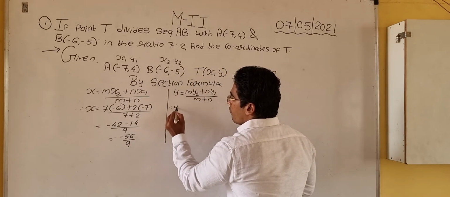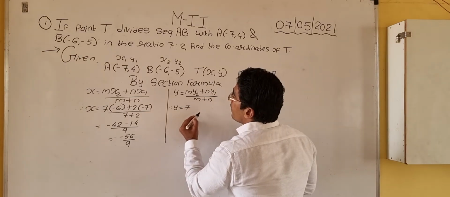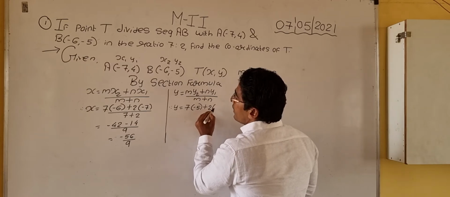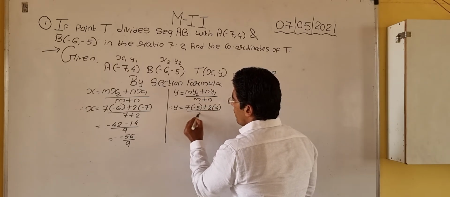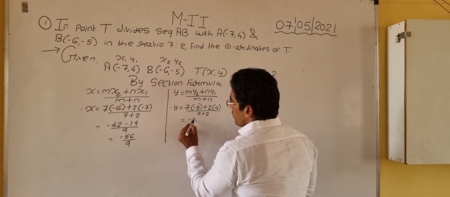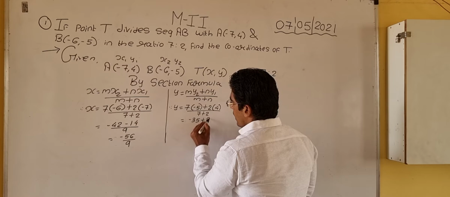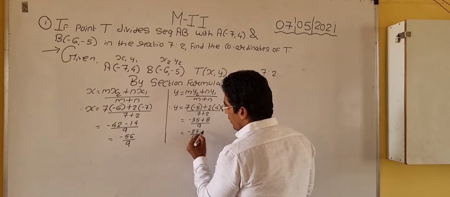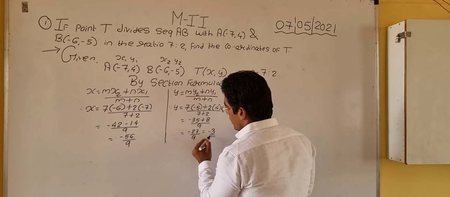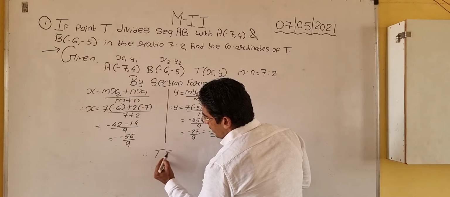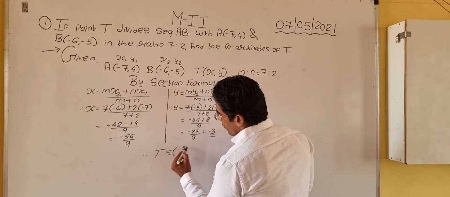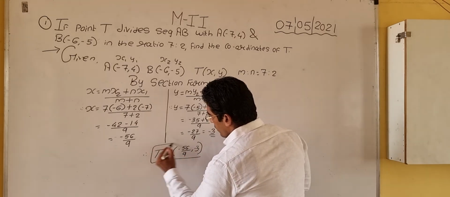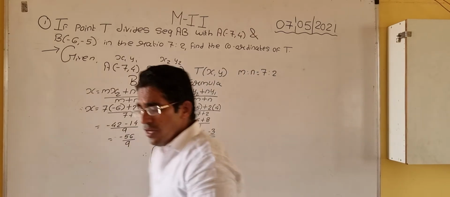Similarly, we will find out the value of y. Y is equal to, what is m? 7. y2 is minus 5, plus n, 2. What is y1? 4. m plus n, 7 plus 2. 7 into minus 5 is minus 35, 2 fours are 8, upon 9. Minus 35 plus 8 is minus 27 upon 9. That is equal to minus 3. Therefore, I got the value of x and y. That is, I got point T as minus 56 upon 9 comma minus 3. This is my point.